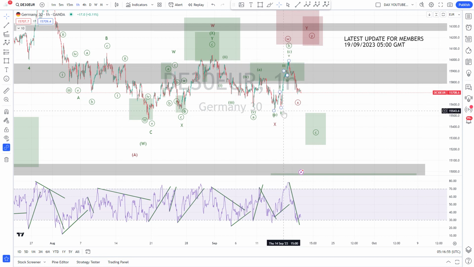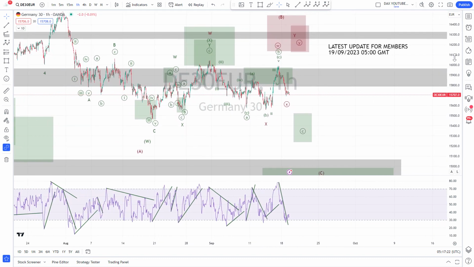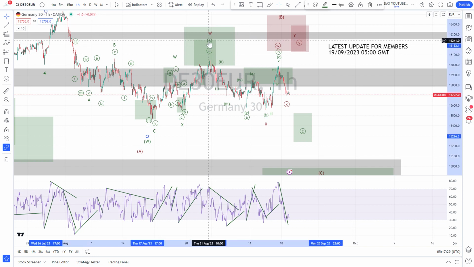If this was supposed to be a wave C, so as a flat A, B, C, the wave C should be an impulse and should have five waves, and this is not the case. I would say this is rather problematic for this wave C. And so this opens the door to another scenario, I believe, a scenario that assumes that our wave X is not in yet.